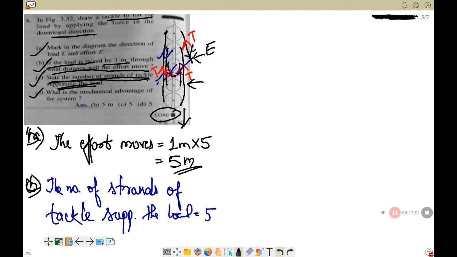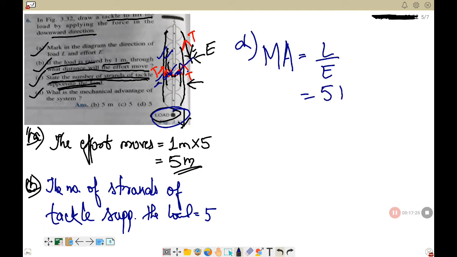Alright. Now, number D, what do you need to find? You need to find the mechanical advantage. Now, mechanical advantage equals load by effort. Here, this load is balanced by how many segments of the string? 5. Isn't it? So, 5.